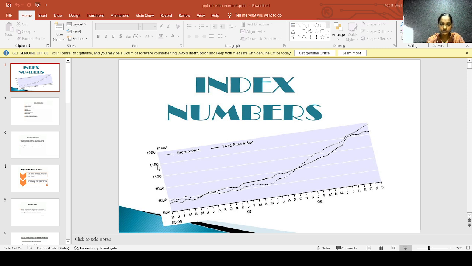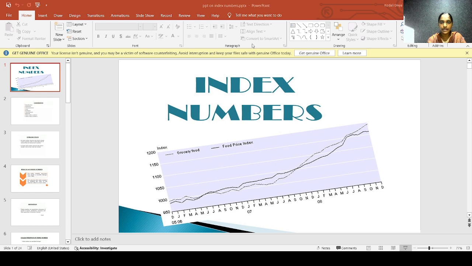P01 is nothing but the prices of commodities in the current year, equal to the total prices of all commodities in the current year divided by the total prices of all the commodities in the base year, into 100. Index numbers are represented in the form of percentages, so we calculate it as a percentage. By dividing, after simplification, we get 134.45. It means the prices in 2008 increased by 34.45%.